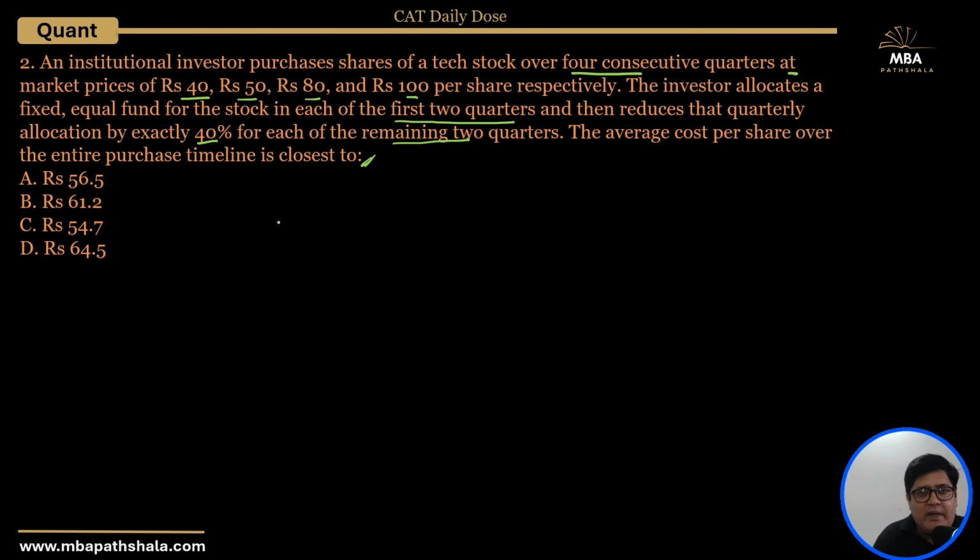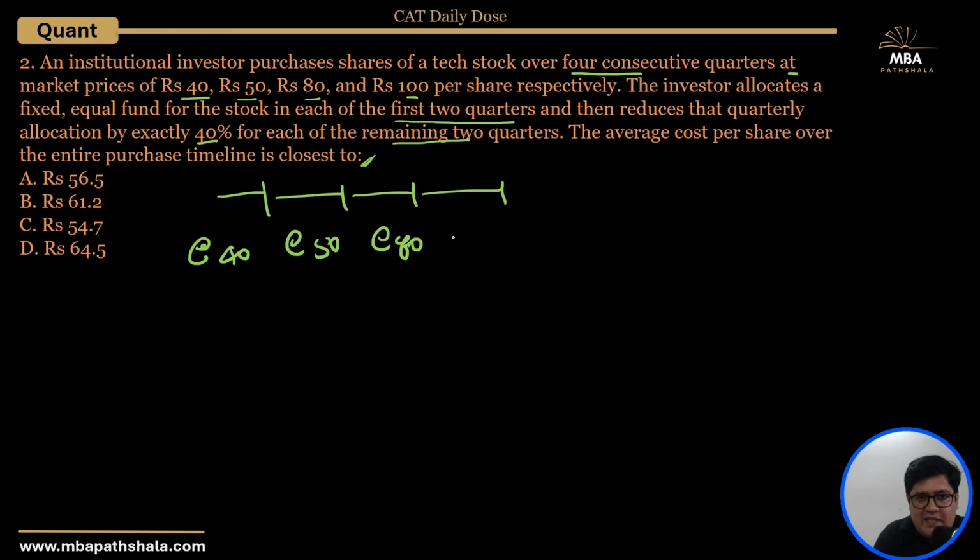So when we say quarter, we mean 4 parts. So first part, second part, third part, and fourth part. Here, the price of a stock is rupees 40. Here, the price of the stock is 50. Here, the price of the stock is 80. And here, the price of the stock is rupees 100. Here, the expenses are equal.